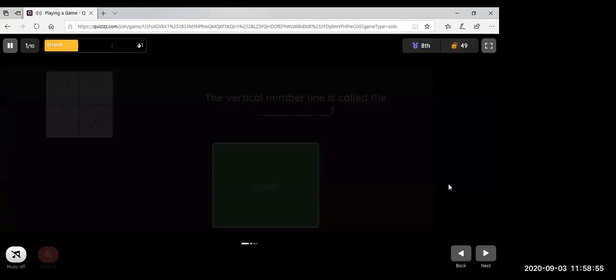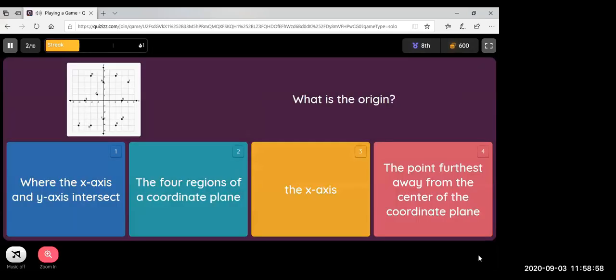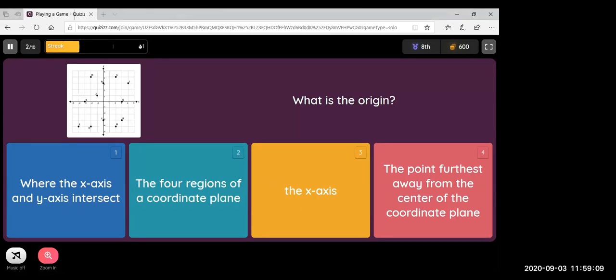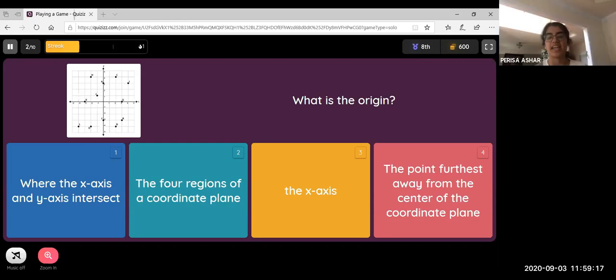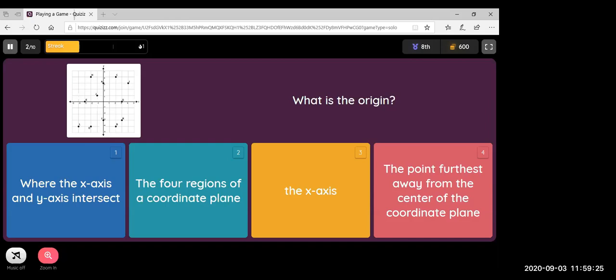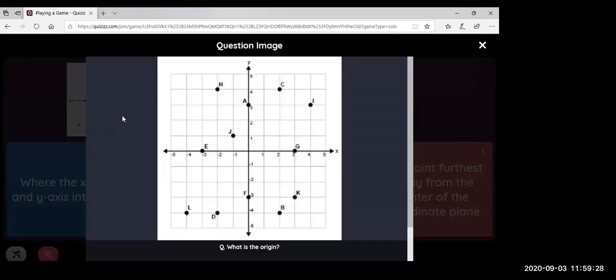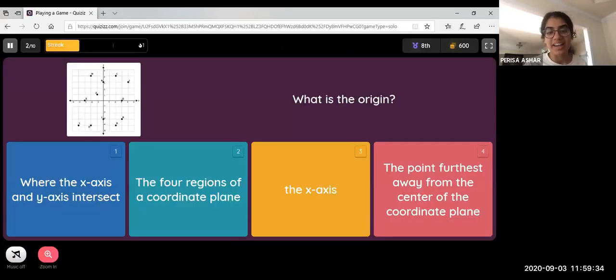So this is done. Now let's just go on. So what is the origin? That may be a little difficult, but let's see if anyone has gotten it correct. I would give a hint: look at the x-axis and y-axis and then determine from the answers what you think the origin is. Okay, we did it at the same time. Close, but you both got it right.